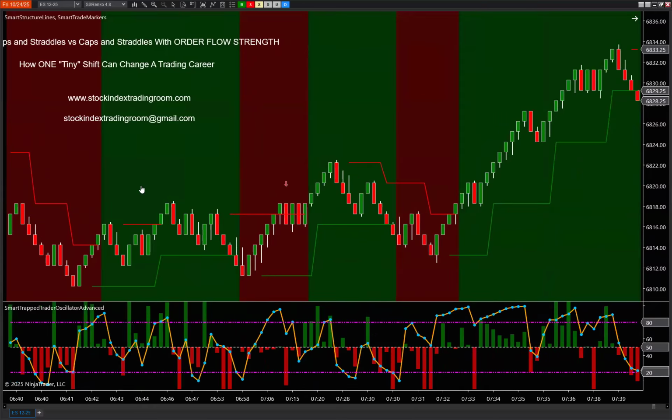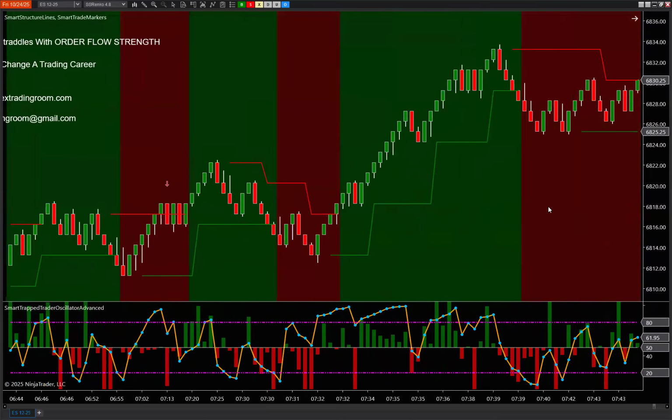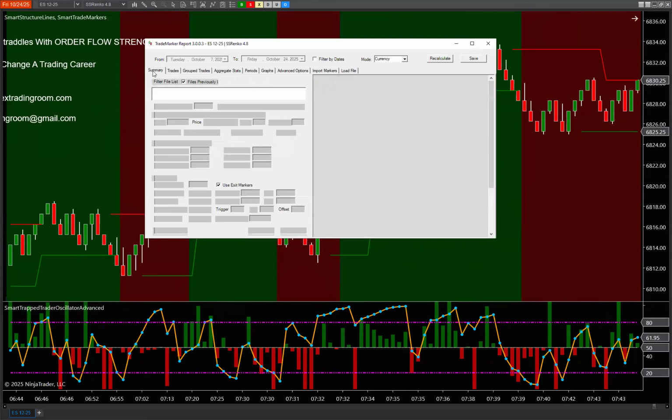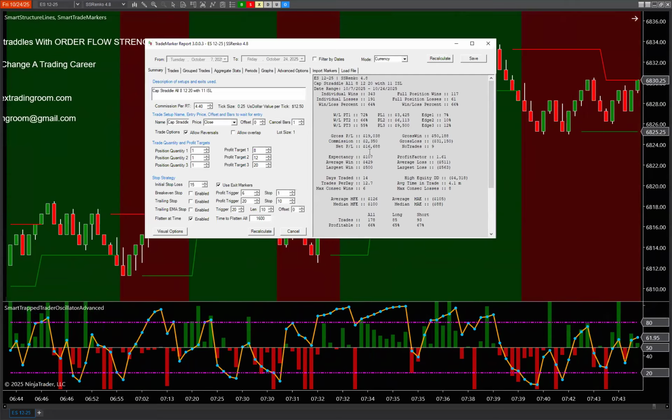Okay. So let's look at reality, and we take our smart trade markers. We're going to load this onto the chart, and let's look at our summary. Let's look and go, wow, that's pretty good. And the numbers, there are a lot of numbers on here. I'm going to show you two that are important to us.